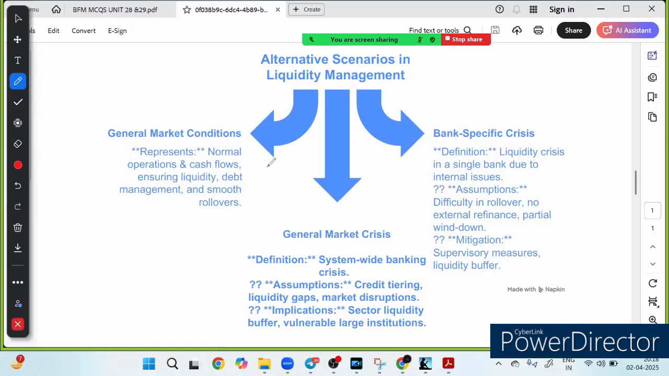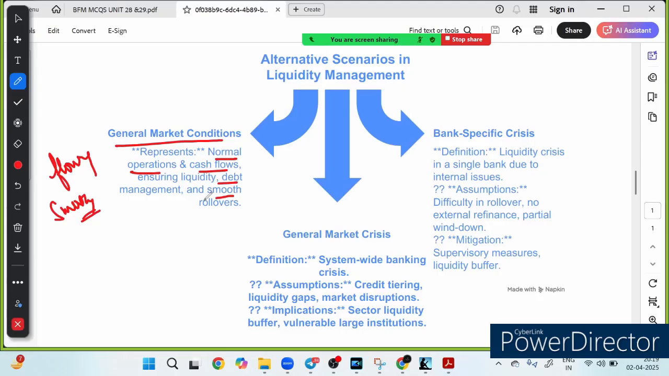So friends, let's understand the alternative scenarios. There are three key scenarios basically. The first is called general market condition. In this scenario, the bank is operating under normal operation, normal conditions where everything is flowing smoothly. That is the meaning of normal operation, including cash operation, debt management, and rollovers. Everything is happening smoothly.